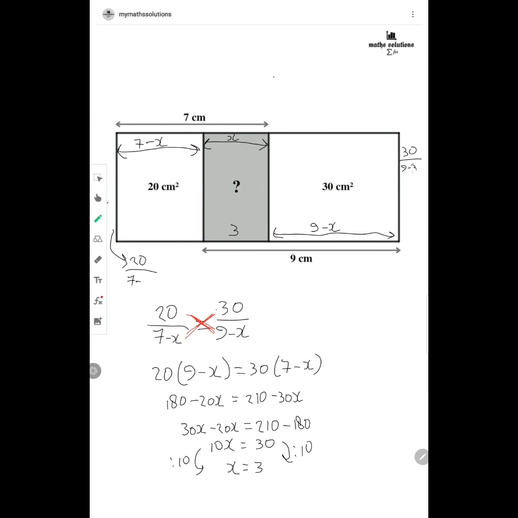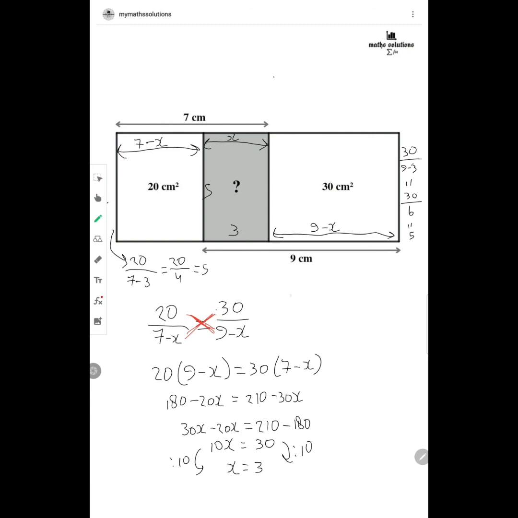So minus 3, and this one will become 20 divided by 4 is equal to 5, and this one will become 30 divided by 6 is equal to 5. So you see, they are expressed differently, but you get the same answers when you find out your x. So if this is 5, this is 5, that means that this is also 5. These two are also 5.